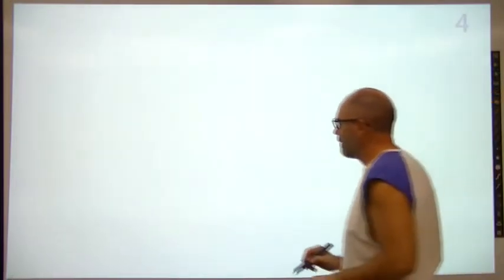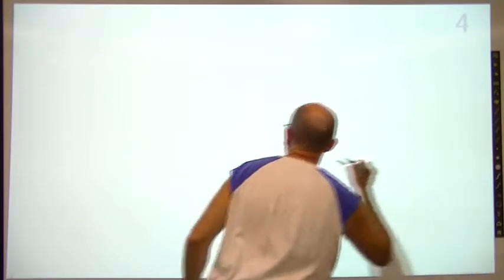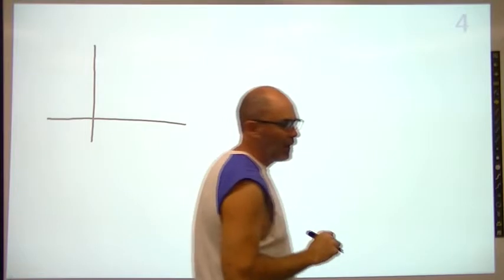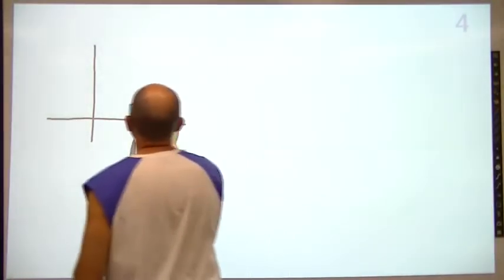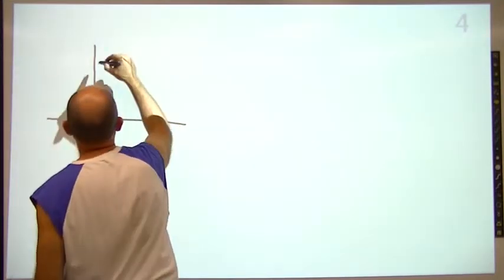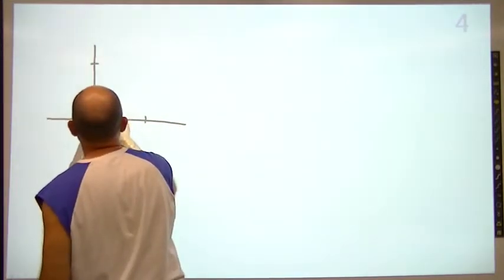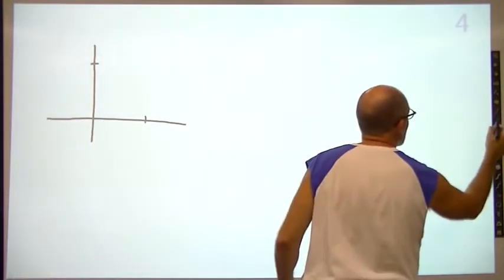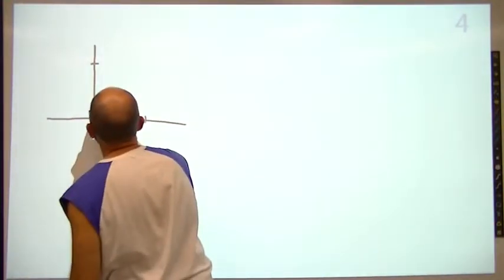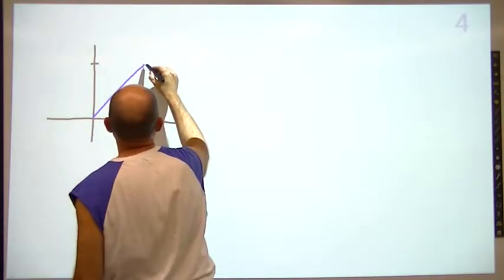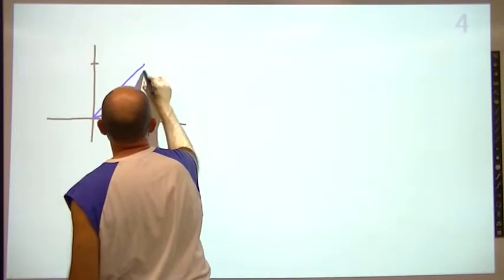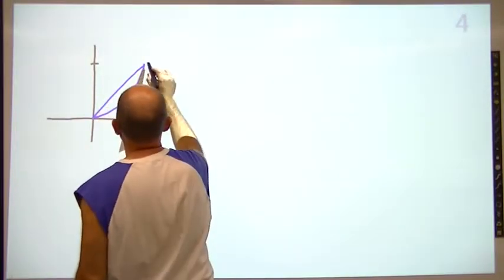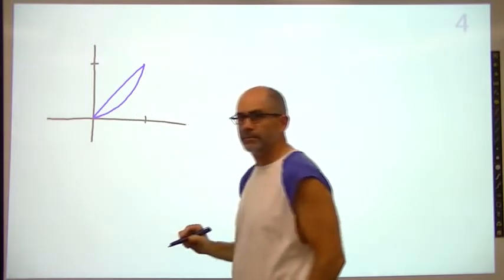All right, so what we have is y equals x and y equals x squared. Now notice they're going to meet at 1, 1. So here's my y equals x, and here's my y equals x squared. And notice they both meet at 1, 1.